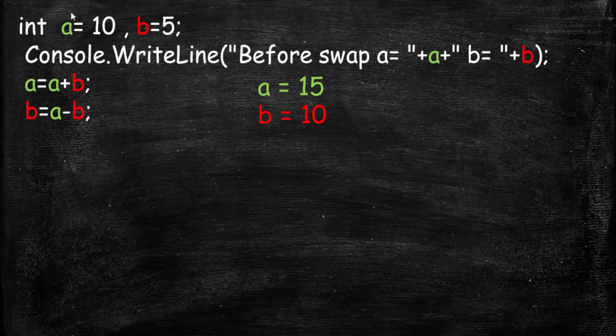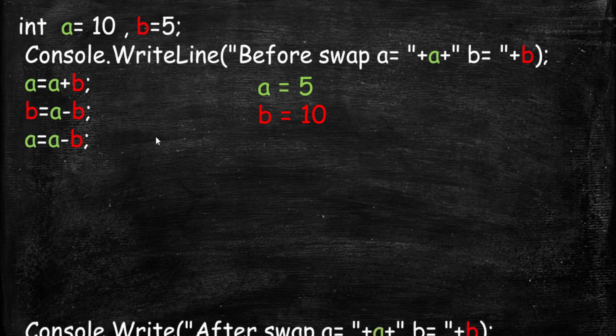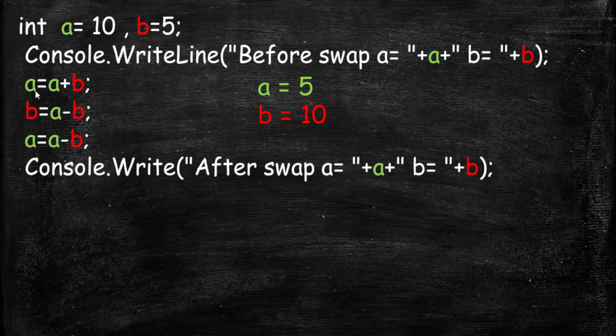Now just A is left, so we will subtract B from A. So our A was 15, minus 10. Our B has become 10. So A minus B is equal to 15 minus 10, which gives us 5. So as you can see, we have successfully swapped A and B again, using addition and subtraction.